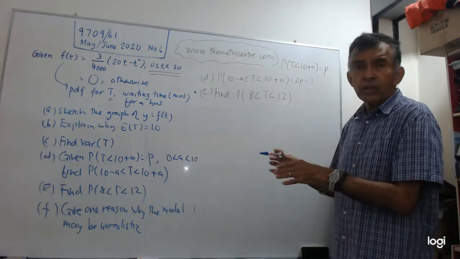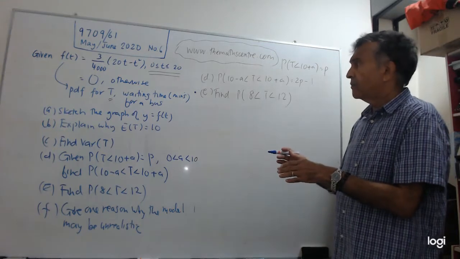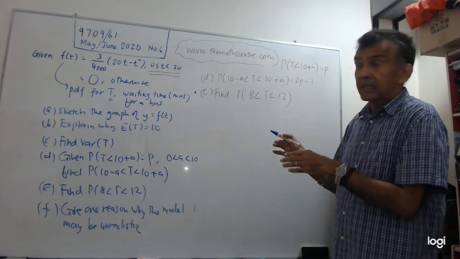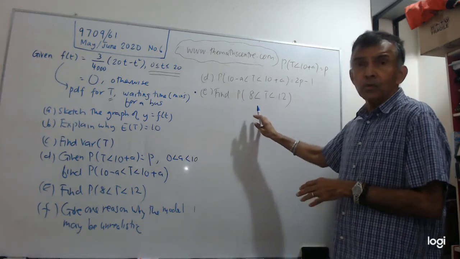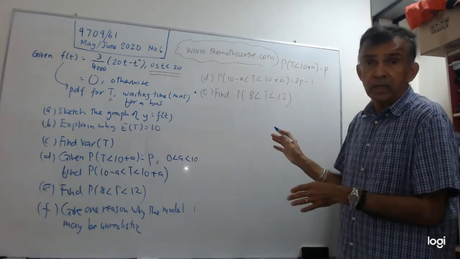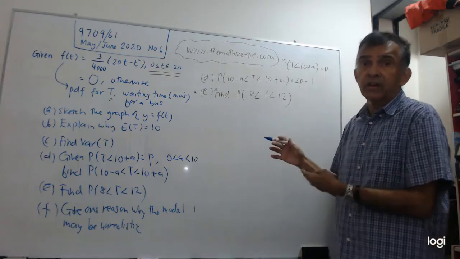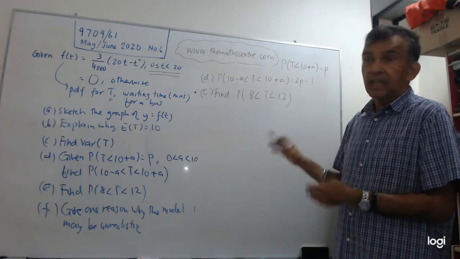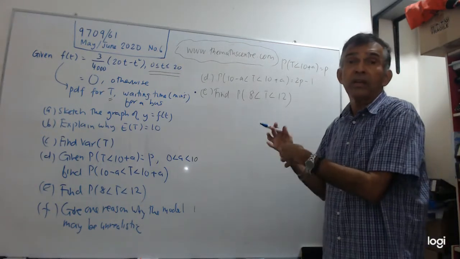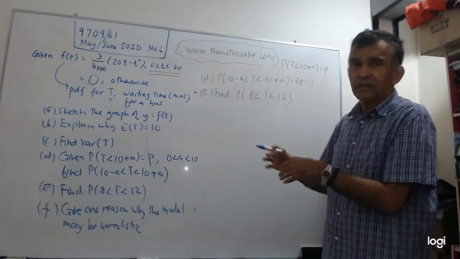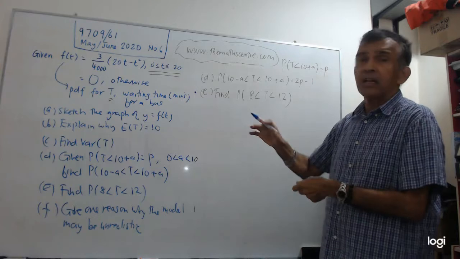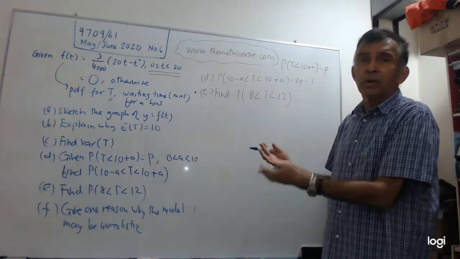I just want to remind you what we did in part D. Before that, this question is quite easy to do. Even if you didn't bother about part D, all you have to do is integrate from 8 to 12, and you can get the answer. But I am trying to use what we have found in part D, not the traditional route.